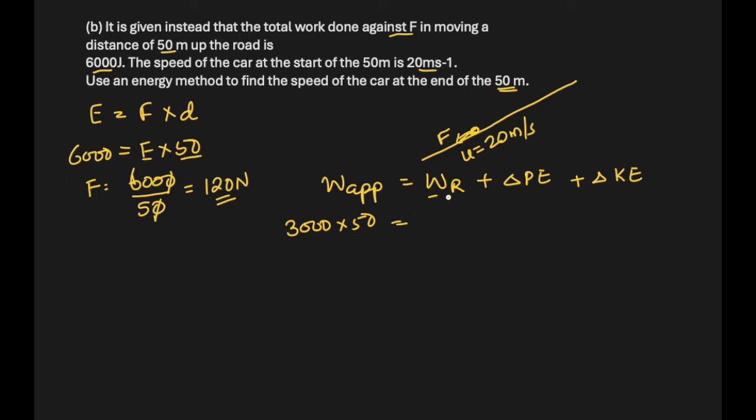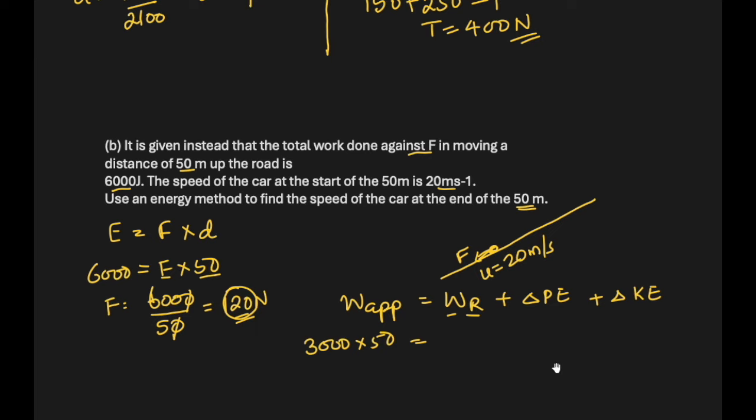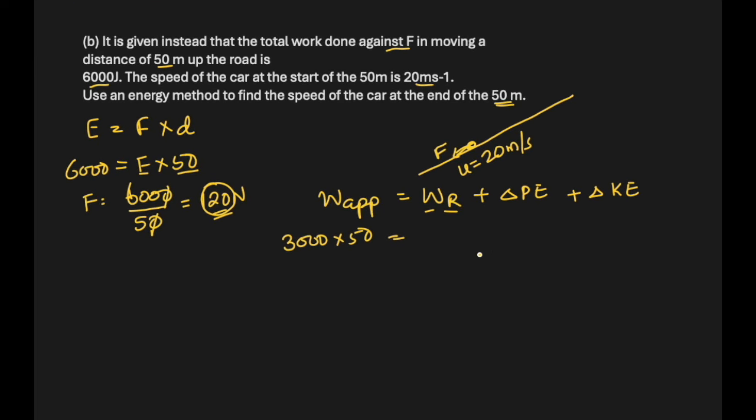Work done against resistance will be, there are two forces now. One is 120 and the other one was 800. So it becomes 800 plus 120 and multiplied by 50 again. This is the work done against resistance. Now I will not take the sine component because that is taken care of by the potential energy difference. So I will not count them as resistances anymore. This will take care of it.